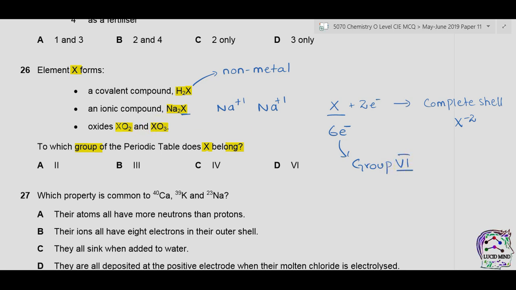From the third statement, we can see that it forms oxides XO2 and XO3. So in group 6, we have sulfur. Sulfur can make SO2. It can also make SO3. So we can say that the group is 6.